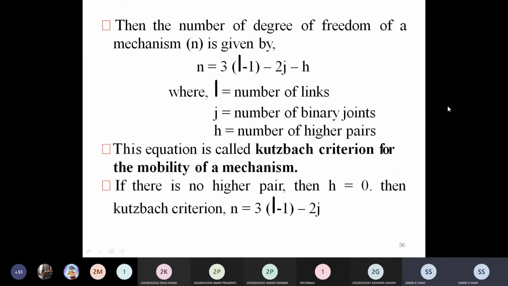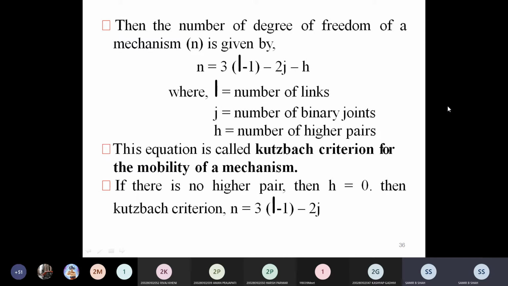Already we defined everything initially. What kind of example will most probably be asked in your exam? In GTU, mostly they do not include a higher pair. But when you prepare for the GATE exam, at that time they mostly prefer to give a figure where a higher pair is present.